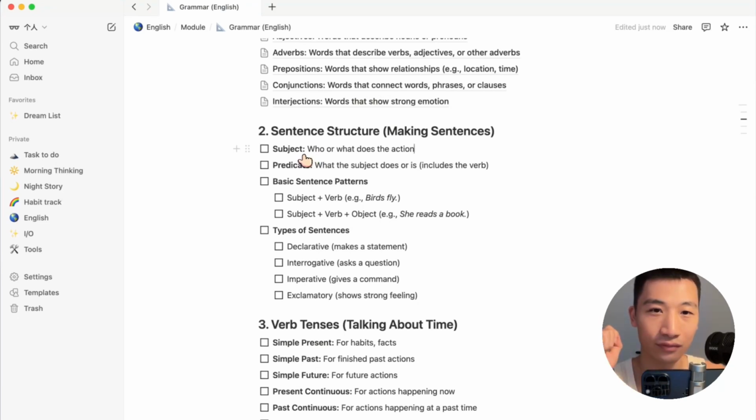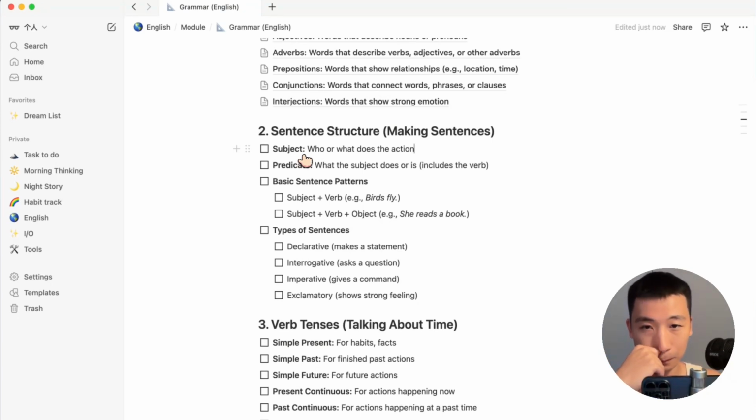Great. So sentence structure is basically how words and phrases are arranged in a sentence. In English, the typical order is subject, verb, object. For example, in "The dog chased its tail," dog is the subject, chased is the verb, and tail is the object. Do you have any sentences you'd like to analyze?